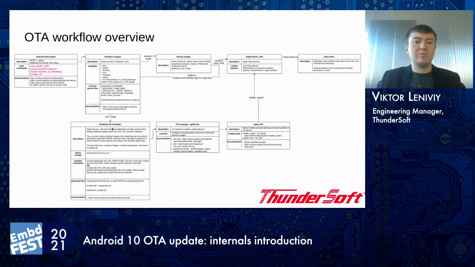When you have these partition images in your out folder, you use some tools from BSP. I will describe them later in more detail. And you get an OTA package, which is named update.zip. And this package is different for different scenarios. For non-A/B, it's produced one way. For A/B, it's produced a different way.